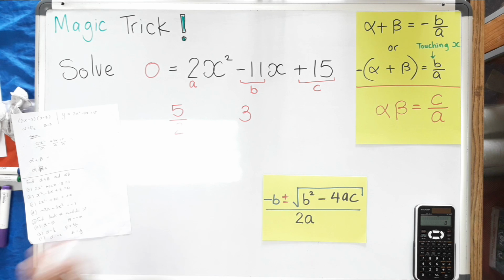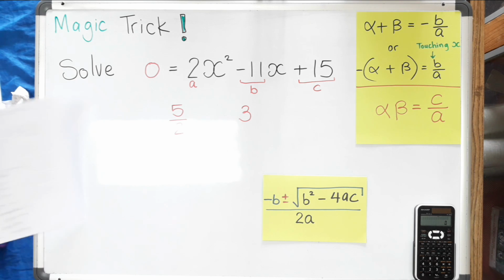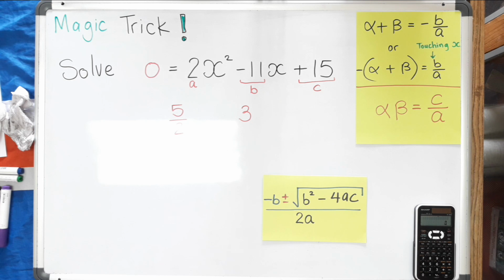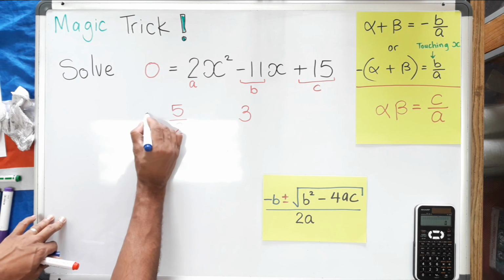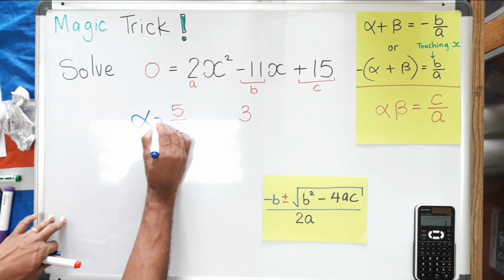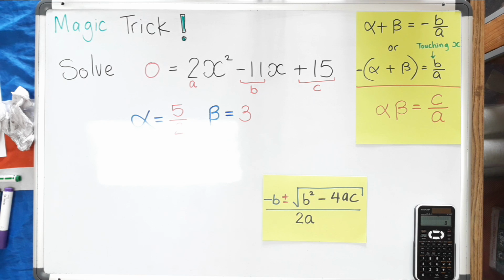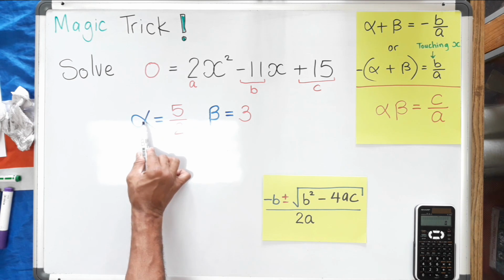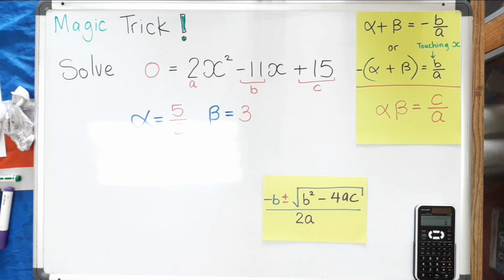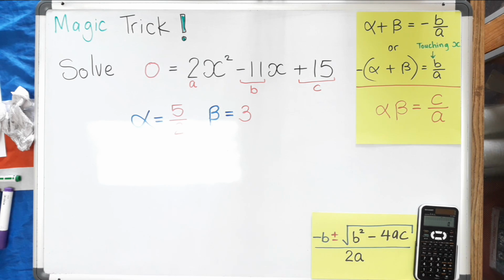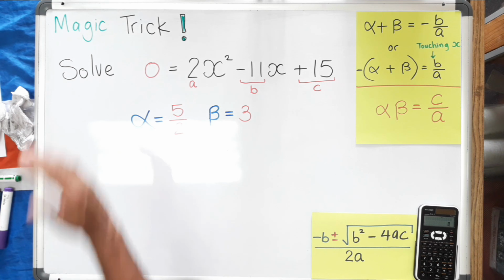So when we solve this particular quadratic, we get two answers. These two answers, you can call them solutions, or you can call them roots. But the point is, we get two answers. We are going to call them alpha and beta. So the two answers, or the two roots or two solutions, whatever you want to call them, are 5 on 2 and 3. To be honest, it doesn't matter if you call the first one beta and the second one alpha.